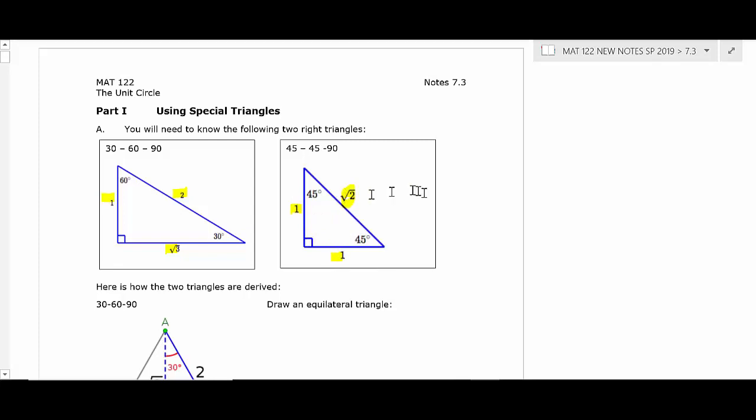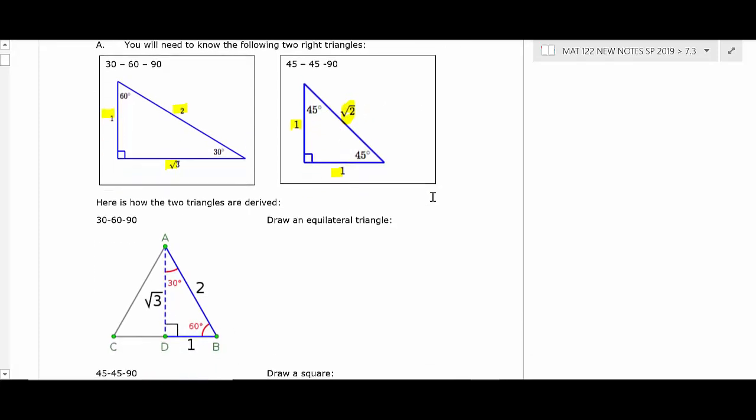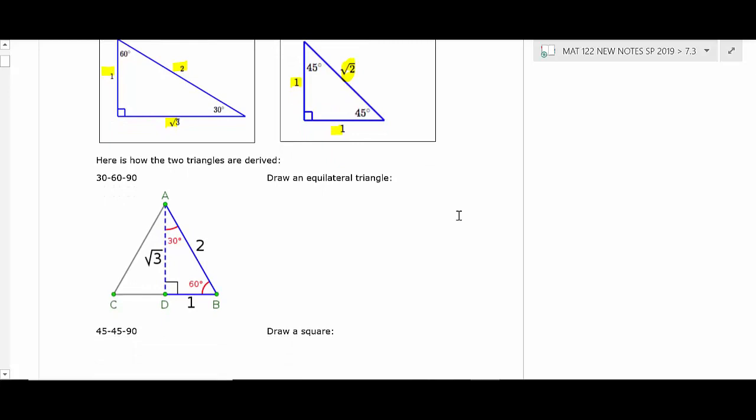So the first thing I'm going to do is show you where this comes from and give you a couple of pointers on how to memorize this that are pretty logical, I think. So here's how the 30, 60, 90 right triangle is derived. Basically what we're going to do is we draw an equilateral triangle, and I've already done that. And we're just going to say that this side is 2, right?